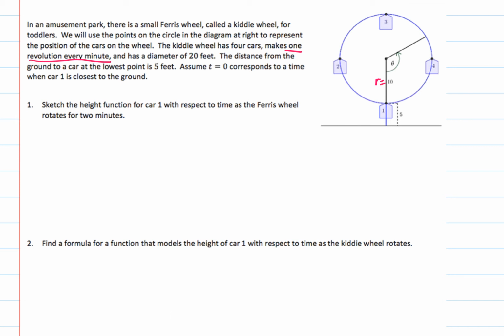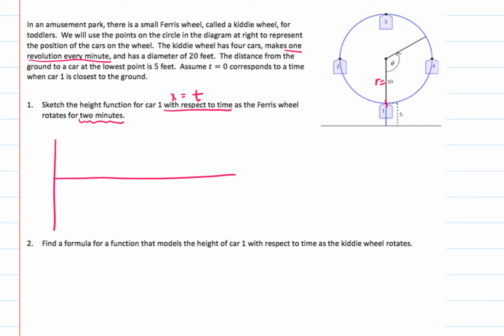Okay. Assume t equals 0 corresponds to a time when car 1 is closest to the ground. Sketch the height function for car 1 with respect to time. With respect to, of course, means that our x variable is t, as the Ferris wheel rotates for 2 minutes. Okay, so let's figure out what's going on here. Sketch the height function.